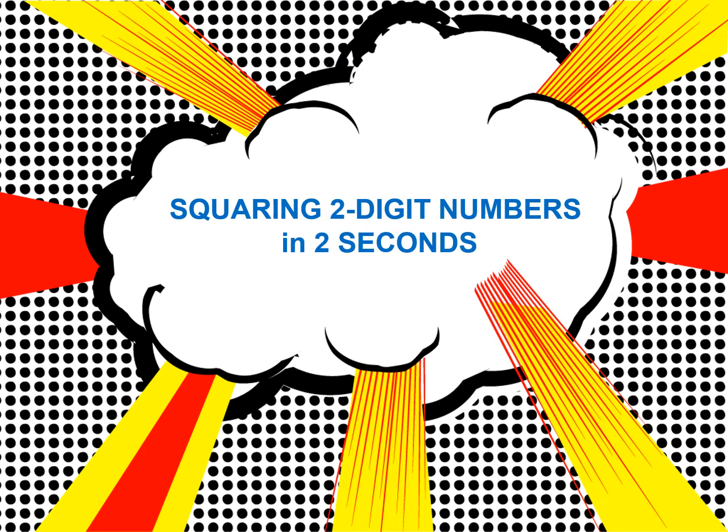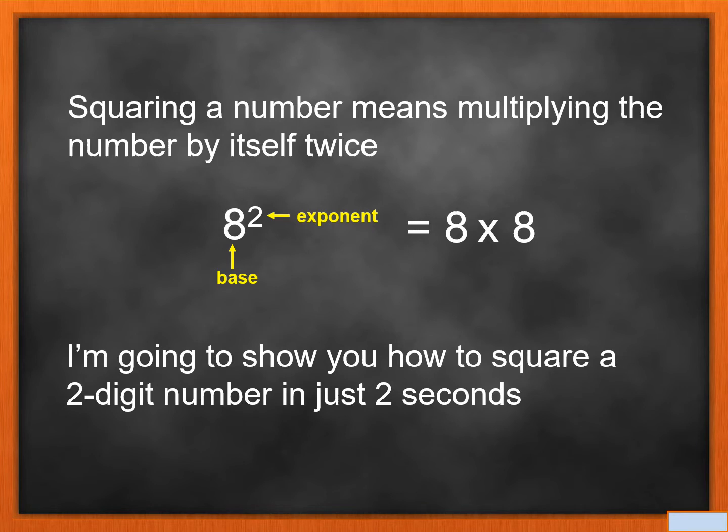Today, I'm going to teach you how to square two-digit numbers in 2 seconds. Squaring a number means multiplying the number by itself. Suppose we're given 8 squared. 2 is the exponent and 8 is the base. The exponent 2 tells us the number of times the base 8 is used as a factor. So 8 squared is equal to 8 times 8. Today, I'm going to show you how to square a two-digit number in just 2 seconds.